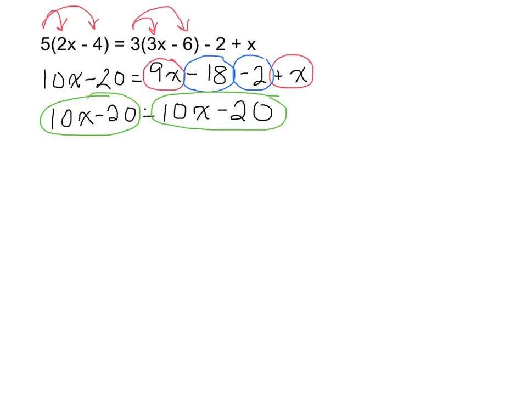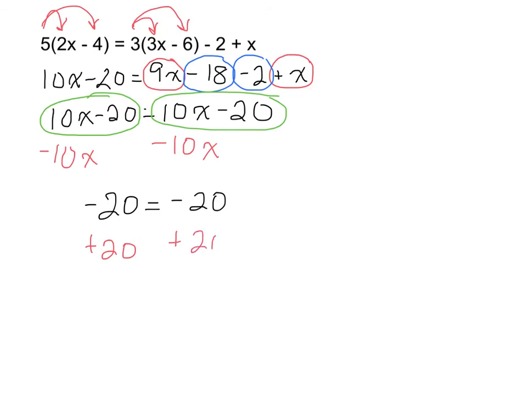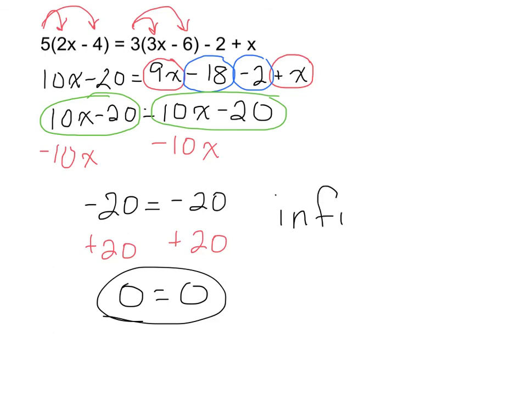Just to prove that, let's put our x terms together first. If we subtract 10x on both sides, our x's cancel out. All we have left is negative 20 equals negative 20. In order to get rid of a negative 20, you add 20 to both sides. Your solution is all real numbers. We have the same value on both sides of the equation. At this point, we need to write infinite number of solutions, meaning all real numbers will work.